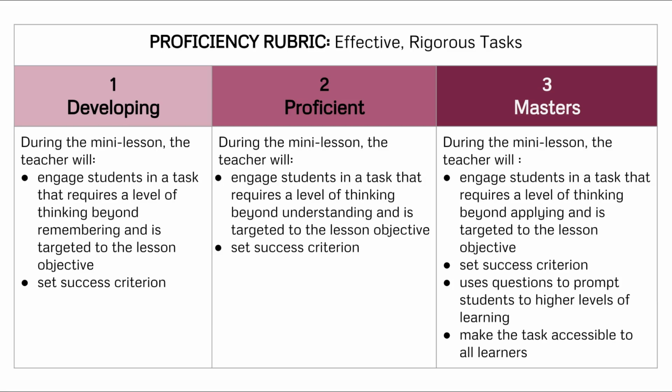Now that you've learned the attributes of an effective, rigorous task, let's review the proficiency rubric one more time. During the demonstration lab, you'll present a 10-minute mini lesson in which you will engage the participants in a rigorous task and assess the effectiveness of the task by comparing their work against the criteria for success.